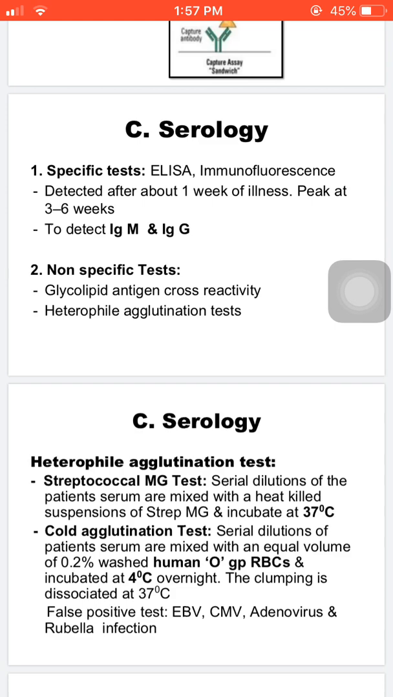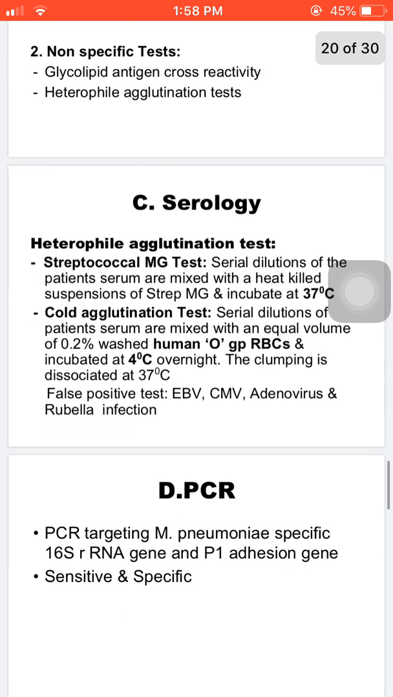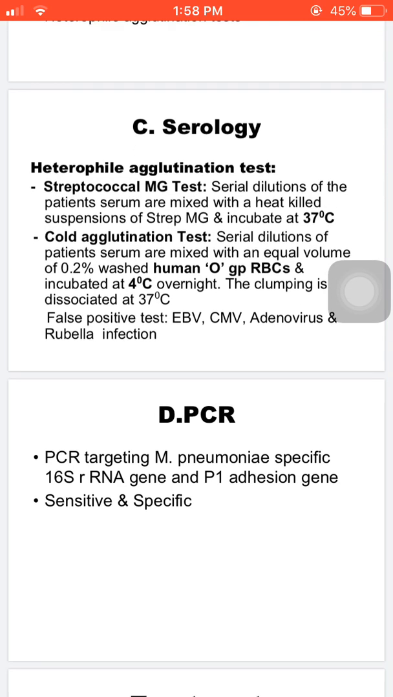Coming to non-specific tests, we already discussed that the glycolipid antigens of Mycoplasma pneumoniae have antigenic similarity with certain other bacteria and cells, like group F streptococci known as streptococcal MG, and they have antigenic similarity also with human O blood group RBCs. So they are known as heterophile agglutination tests. There are two of them: the streptococcal MG test and the cold agglutination test.